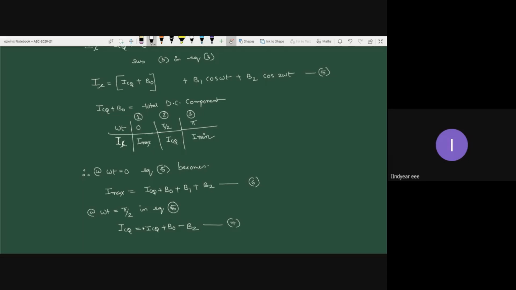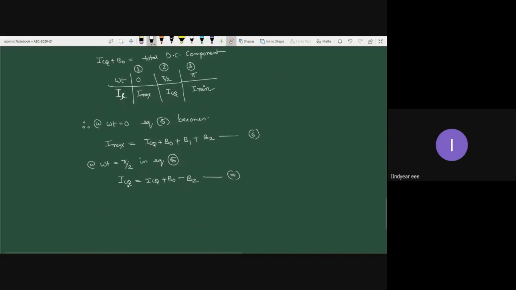Now, if you simplify equation 7, what do you get? ICQ gets cancelled. You get B naught is equal to B2. So you get one expression, right? B naught, which is equal to B2. And similarly, omega t equal to pi in equation 5 gives I minimum. At omega t equal to pi, IC is equal to I minimum, and I minimum is equal to ICQ plus B naught.